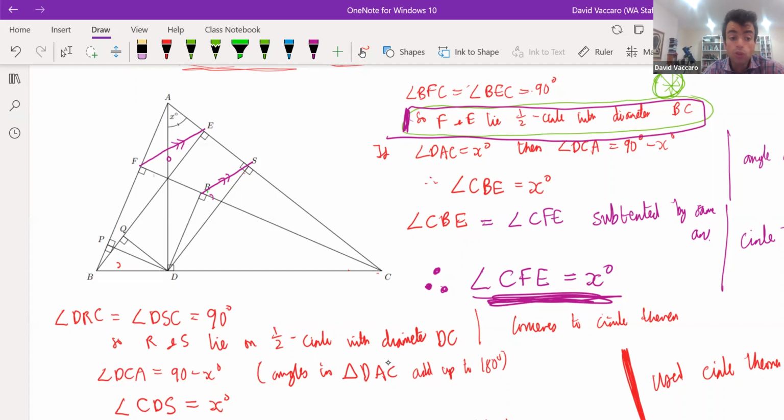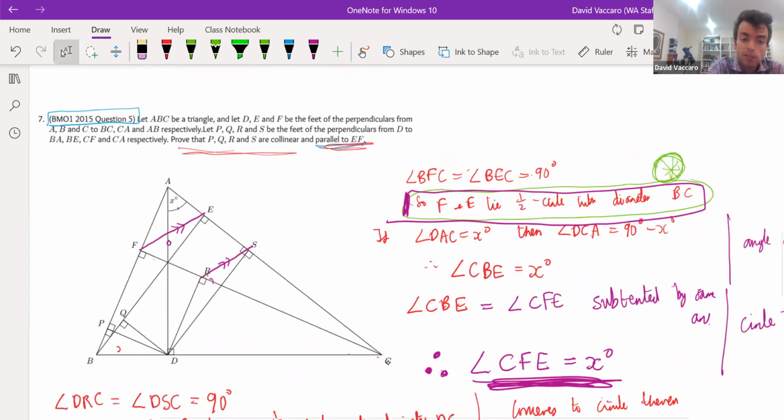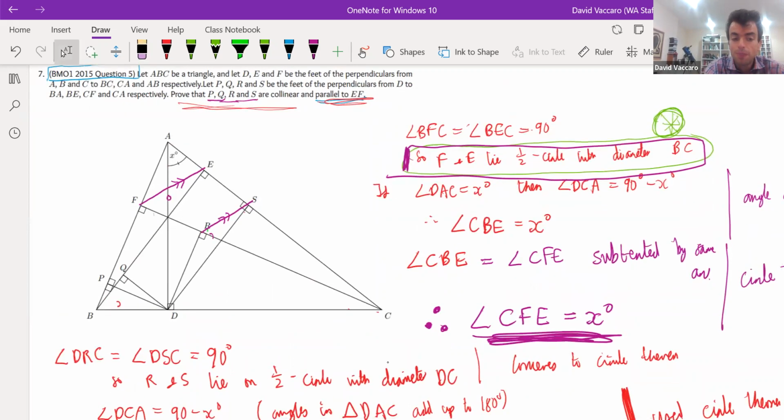Well, what I want to do is show that the other bits of this line, PQ, QR, and RS, are also parallel to EF. But I've still got more right-angled triangles. So the next right-angled triangle I would look at would be this one.